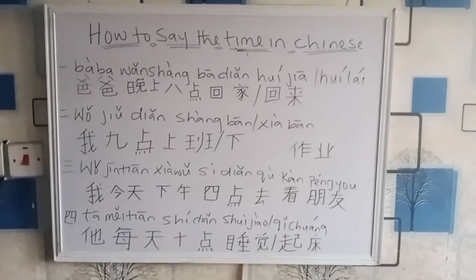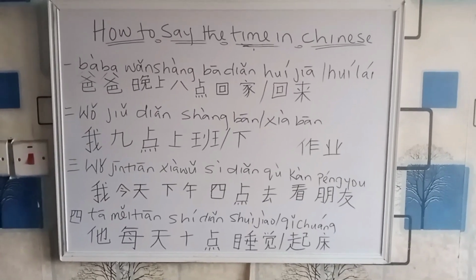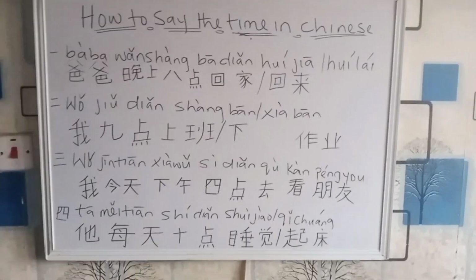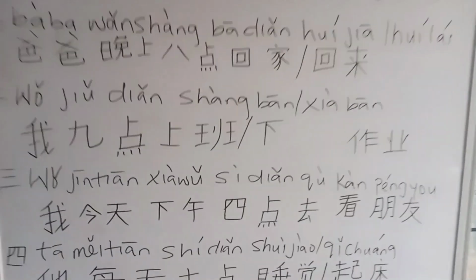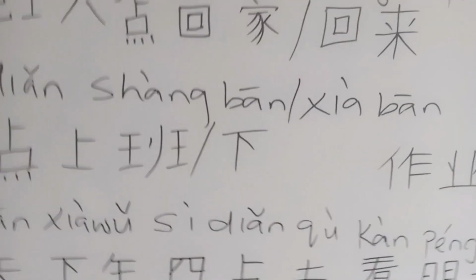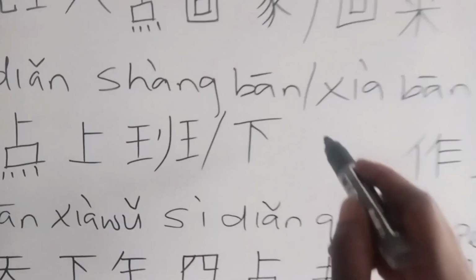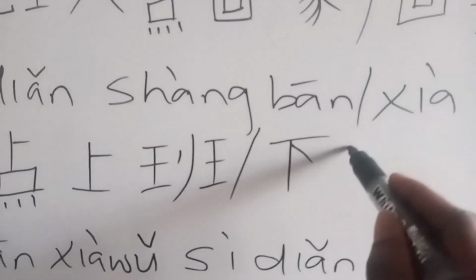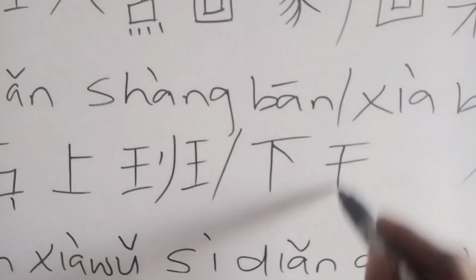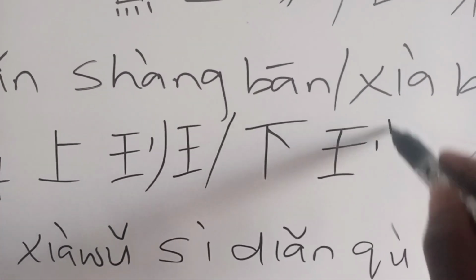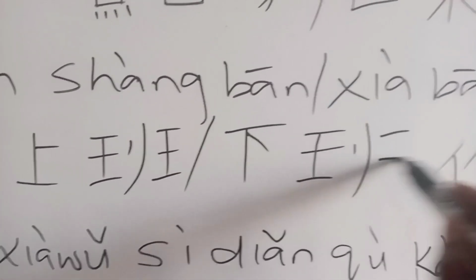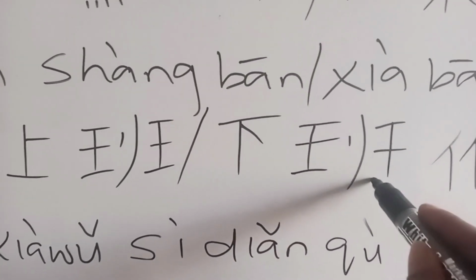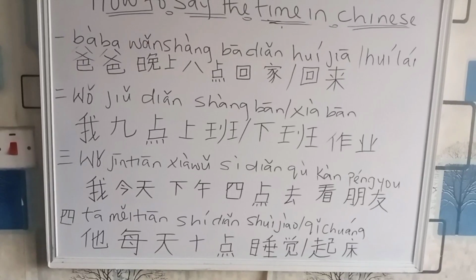Okay, so I just noticed an error here, and it is good I noticed it before ending this video. This is 下班, but I wrote only 下. So just add ban here. This ban, just add it here. I showed you how to write it. So that's it there.